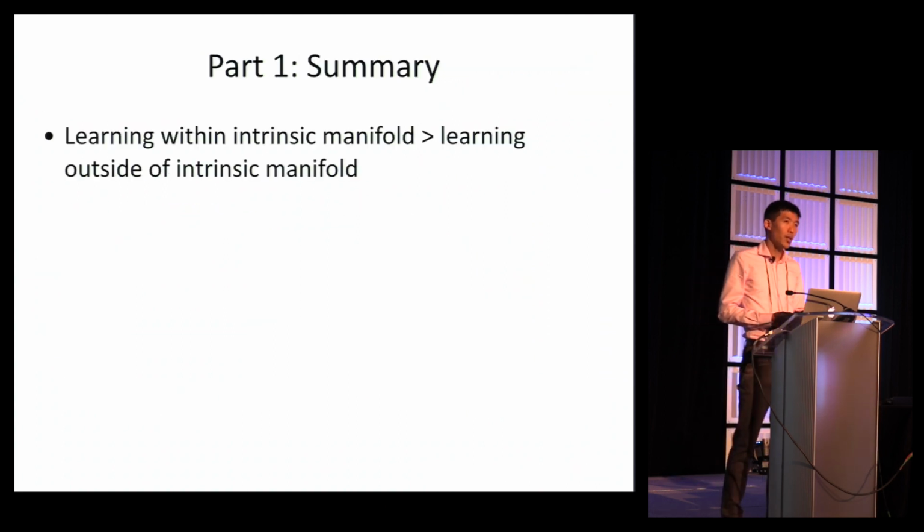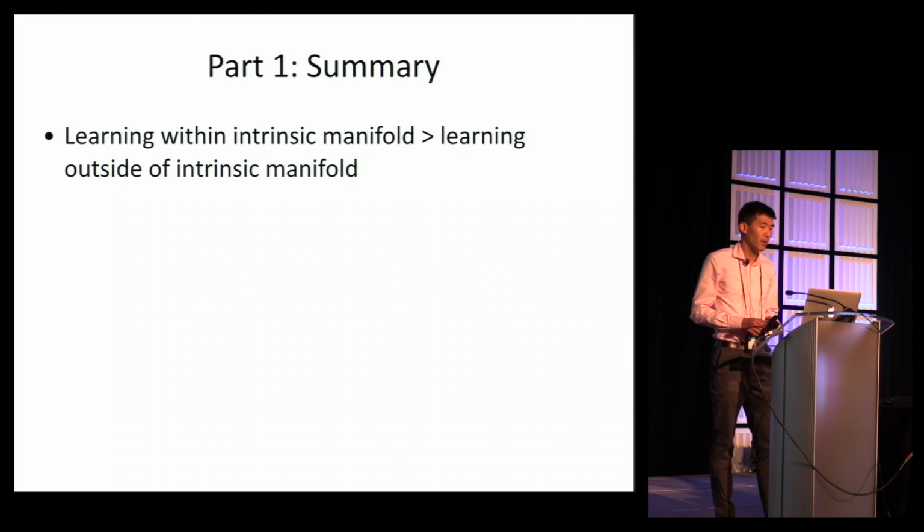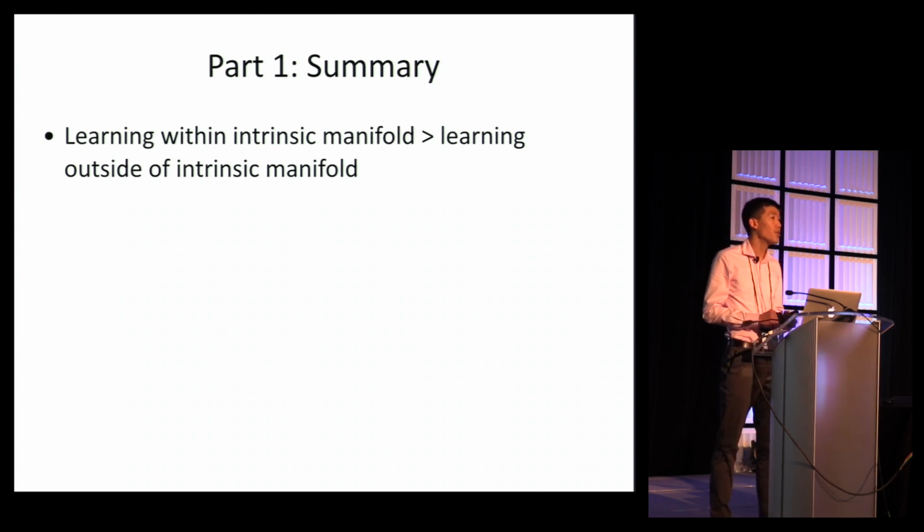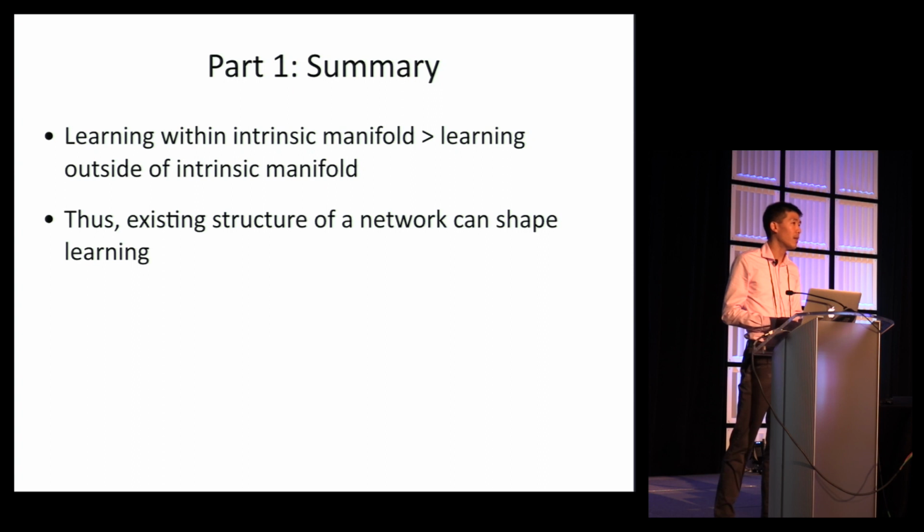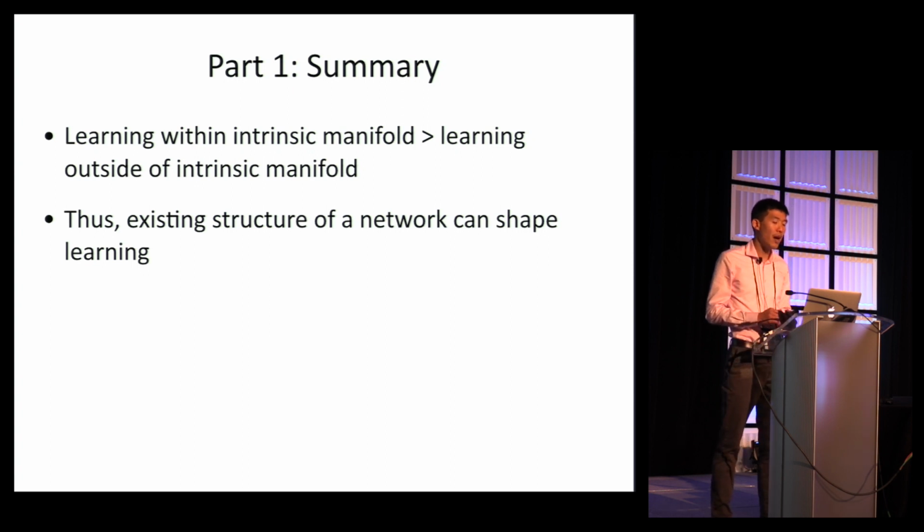So to summarize this part of the talk, what we found was that we saw more learning within the intrinsic manifold than outside the intrinsic manifold. And so this implies that the existing structure of a network can shape learning.